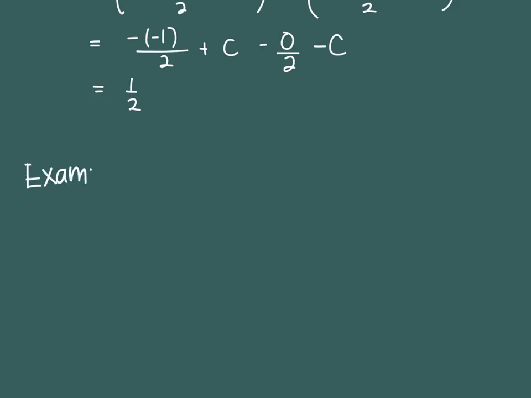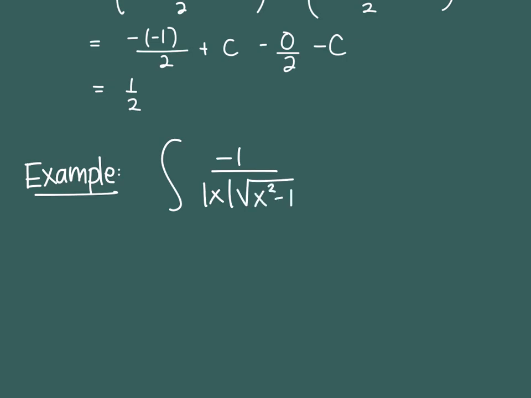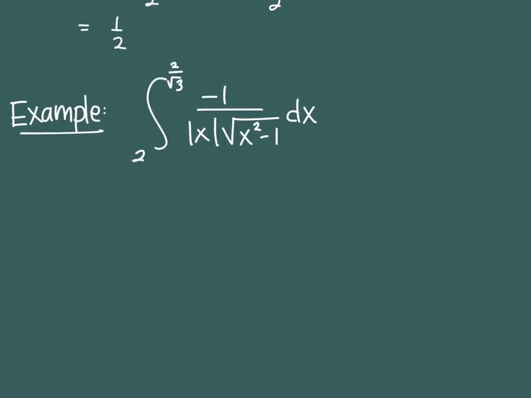I'll try and show you one of each. How about the integral of the function negative 1 over the absolute value of x times the square root of x squared minus 1, as its values go from 2 to 2 over root 3, with respect to dx. Now that might look scary at first, but you think about, I've seen that before.